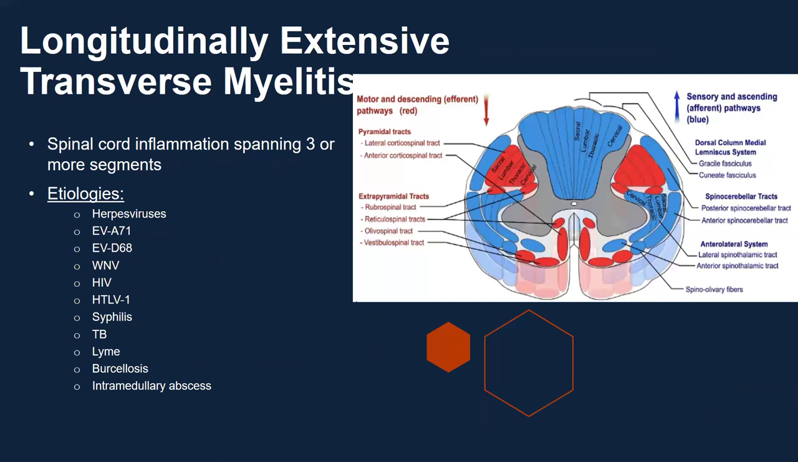Next, we'll talk about longitudinally extensive transverse myelitis. By definition, this is spinal cord inflammation spanning three or more segments. And I know we've all seen this probably multiple times, secondary to multiple etiologies that we've listed here, but I'll just talk about a couple of different infections.